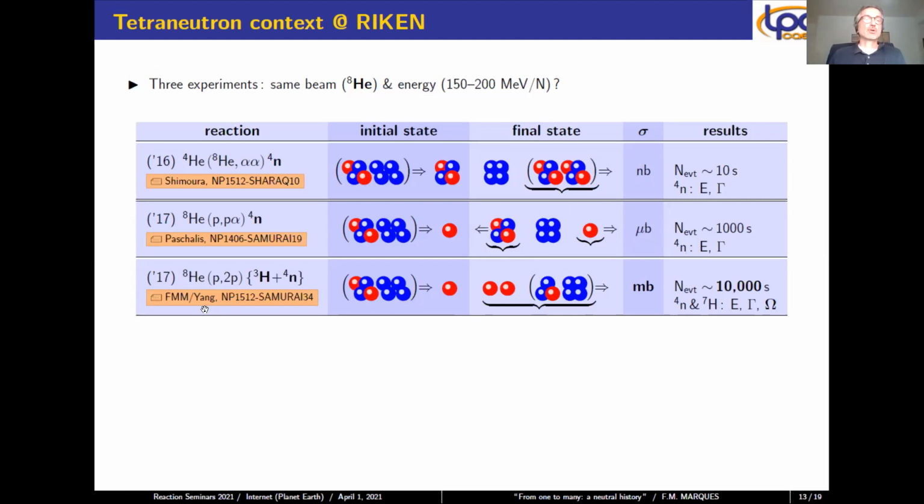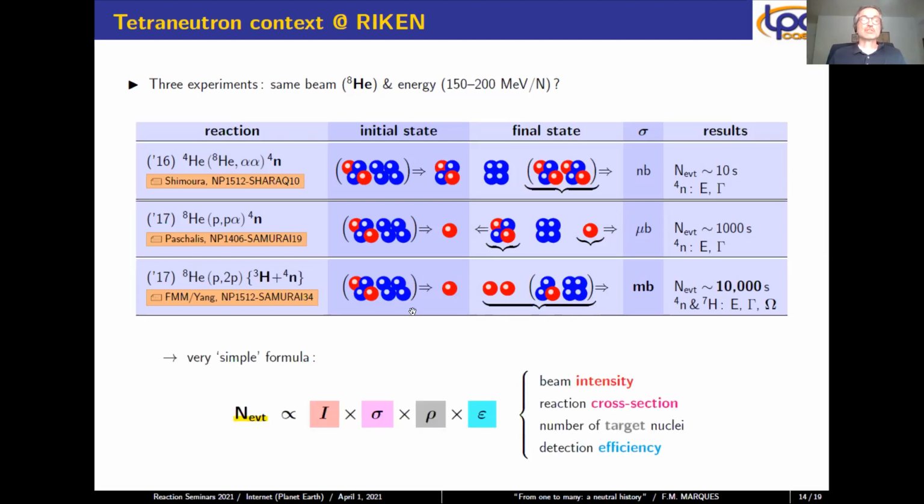And finally, our collaboration and group from Riken proposed this experiment. So (p,2p) on helium-8 and try to form hydrogen-7. So here you have the same beam, again helium-8, same target, and here, proton target. This proton is going to remove one proton from the alpha particle, and then you have a triton and 4 neutrons, so hydrogen-7. And hydrogen-7 should decay into a triton and 4 neutrons, and we will measure all the particles.